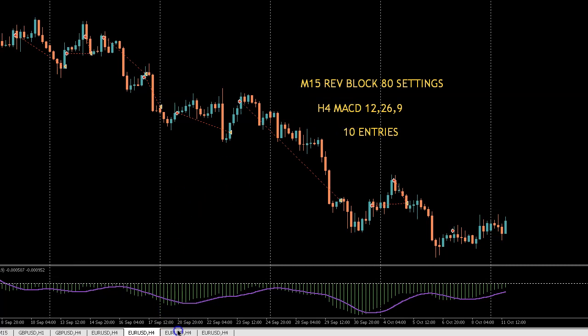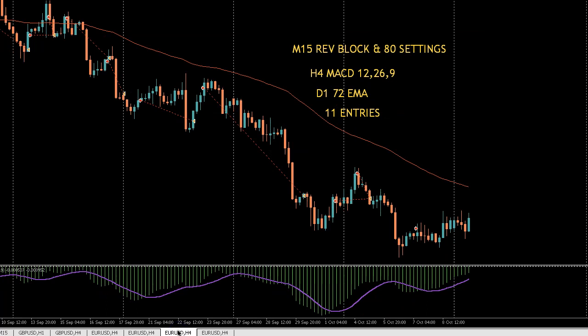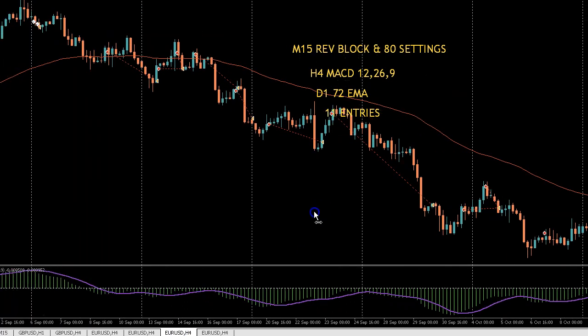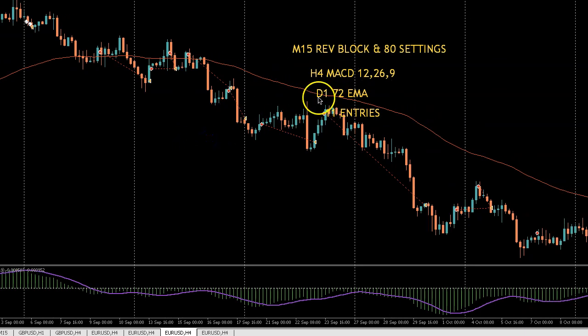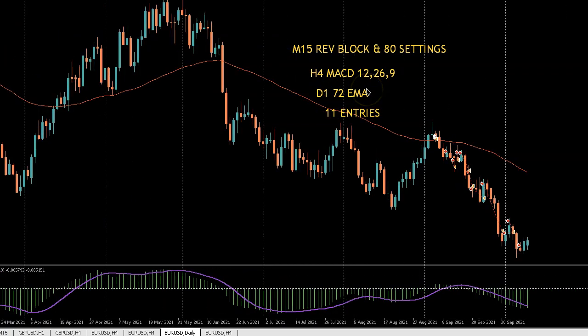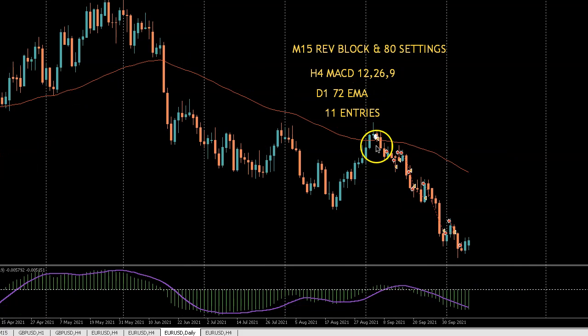Now let's see what we get. We just have 3 examples to keep it simple. In here, we're using the M15 reversal block with the 80 settings, the same MACD on H4, but now we added the daily 72 moving average. So whenever the price is either above or below the moving average and also going along with the MACD, we're going to get entries.